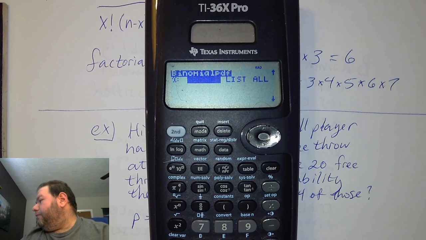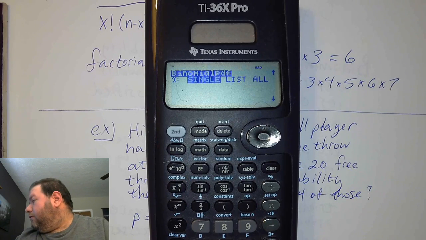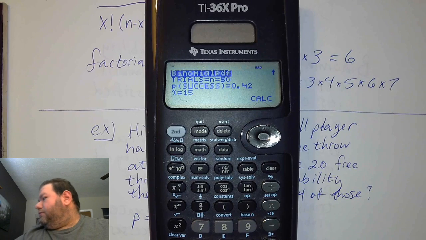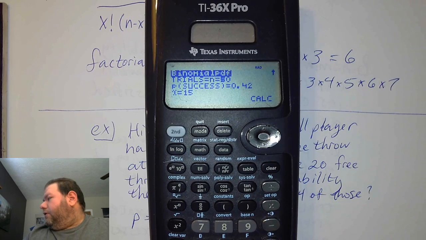Now, we have the option of using a list of values, which we could do, but it's probably easier to just do the single values. And so trials, n equals 20.